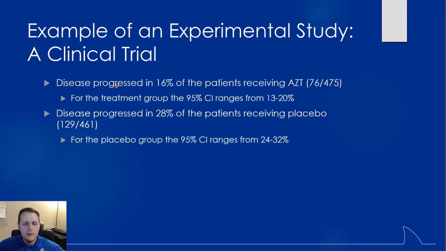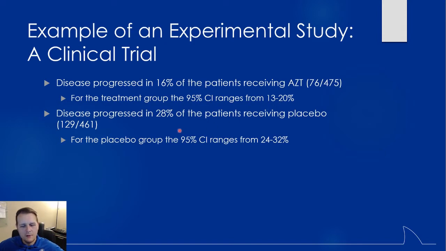But basically, getting back to the trial results, they found that disease progressed in 16% of patients receiving AZT, which is 76 out of 475. And then for the treatment group, they found that the confidence interval ranges from 13 to 20%. So presumably, if you were to, say, extrapolate this out to all people with HIV and you were to give them AZT, the percentage that would progress would probably range somewhere between 13 and 20%. You can be 95% sure of that, okay?